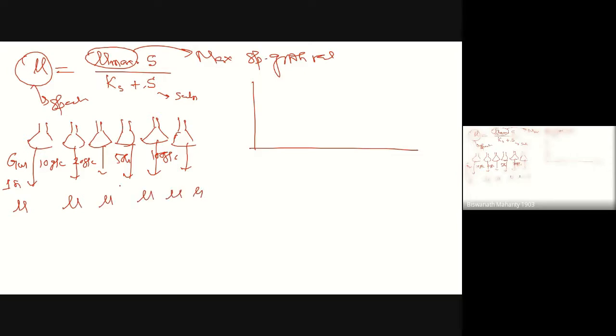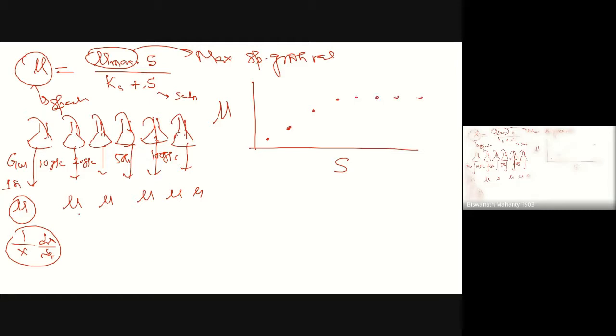I have 6 flasks. Their glucose concentration is different, and I am adding microorganism everywhere, no issue. Immediately after 1 hour, I am measuring and calculating their mu. How to calculate mu? You already know, right? This is the formula, and for each case you will calculate mu. So if I have substrate and mu, and I plot this data for the first batch, second batch, third batch, fourth batch, fifth batch, sixth batch, then you will get a graph like this.